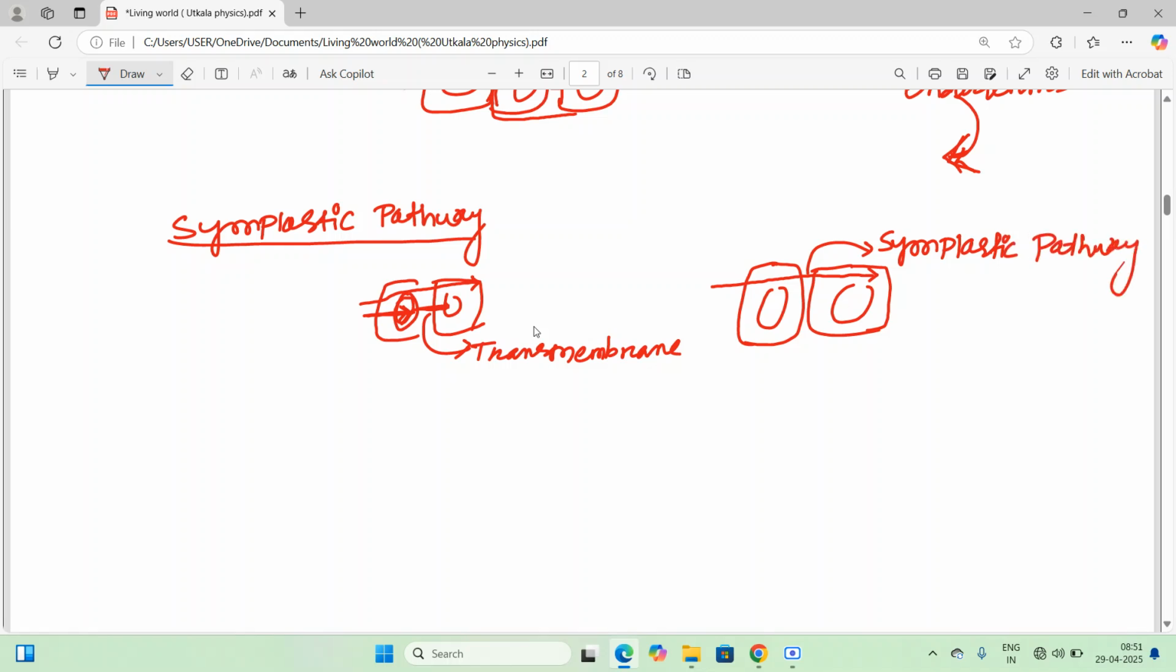The cytoplasm of neighboring cells are connected through plasmodesmata. This will pass only through the plasmodesmata. What is plasmodesmata? The connection of the cytoplasm of neighboring cells, that is the plasmodesmata.